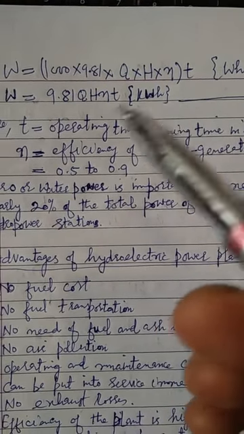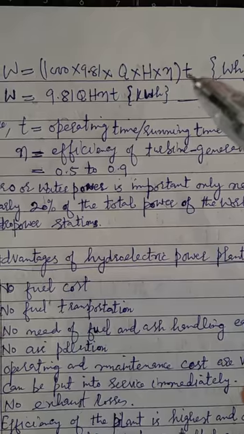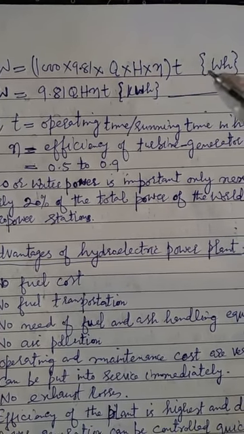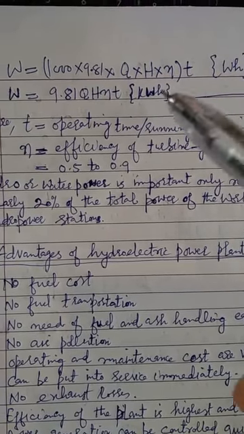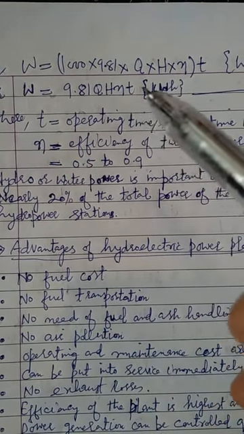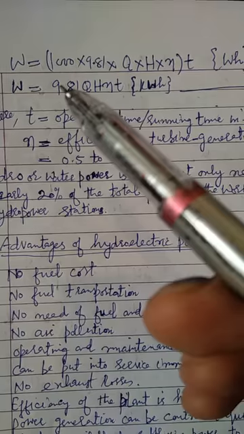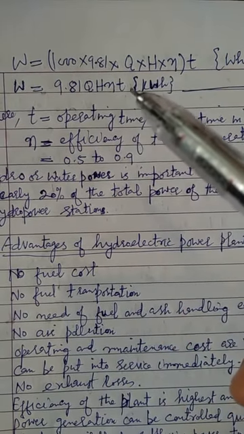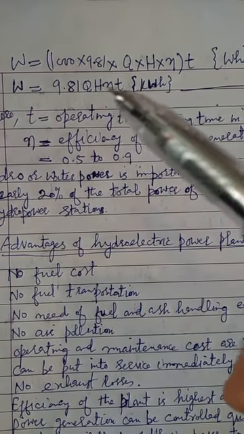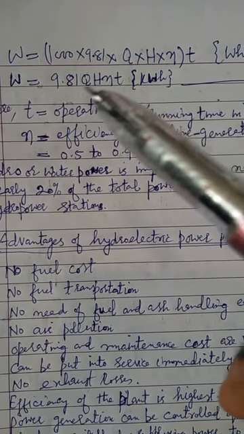In the previous equation it was in watts. Now if I multiply this by T, time, then it will be in watt hour. So the unit has changed from watt to watt hour. Now what will be the equation? W is equal to 9.81 QH and T in kilowatt hour. Since I have not included the 1000 here, I will write it as kilowatt hour. If I include 1000 here, then it will be in watt hour. So I have skipped 1000, which means I have written it in kilowatt hour.